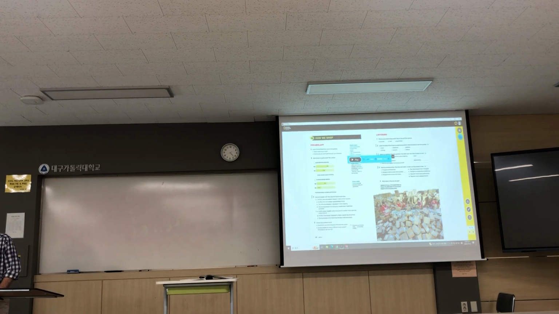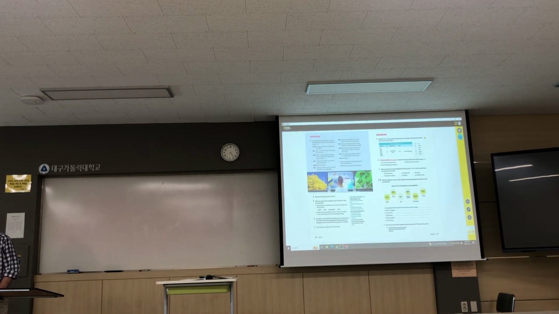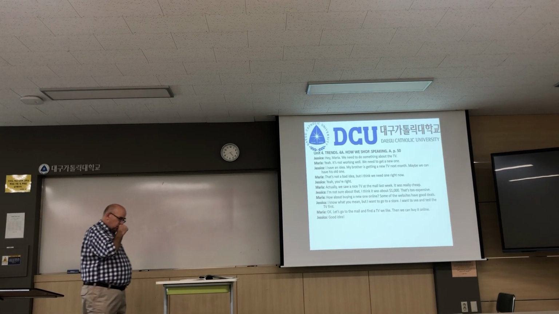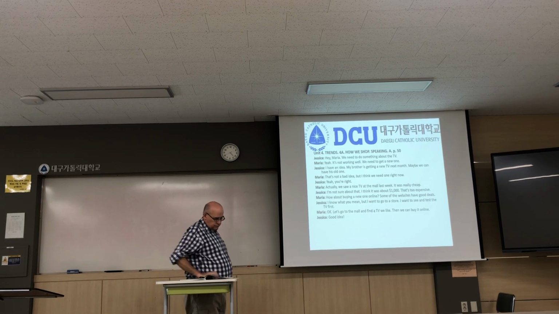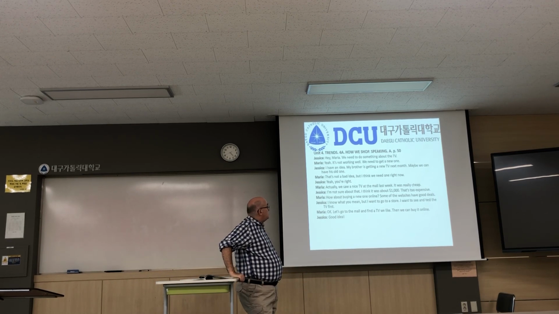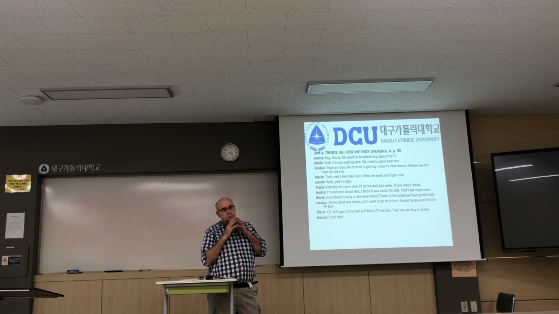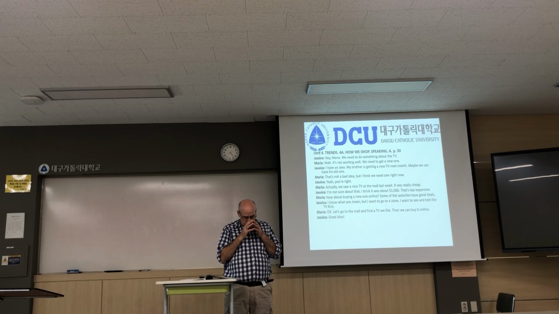Jessica and Maria. One minute and 3 seconds. Hey, Maria, we need to do something about the TV. Yeah, it's not working well. We need to get a new one. I have an idea. My brother is getting a new TV next month. Maybe we can have his old one. That's not a bad idea, but I think we need one right now. Yeah, you're right. Actually, we saw a nice TV at the mall last week. It was really cheap. I'm not sure about that. I think it was about $1,000.